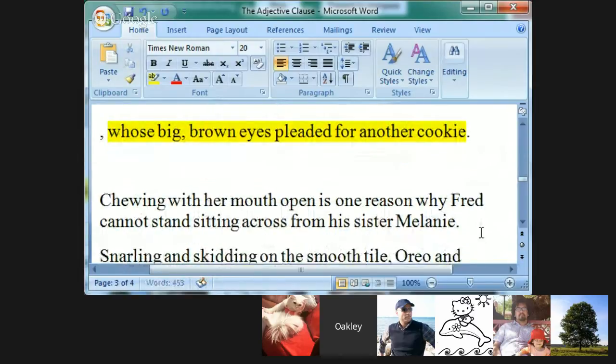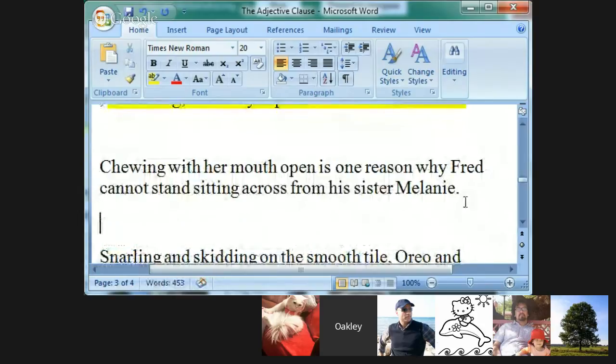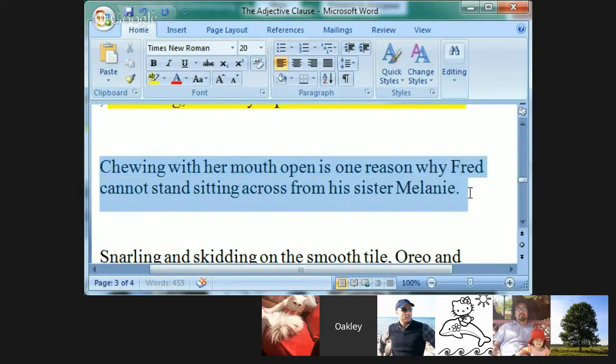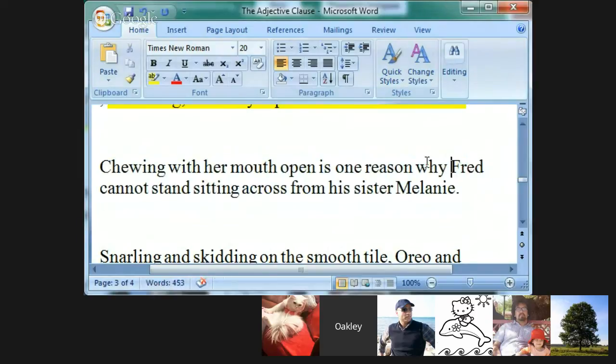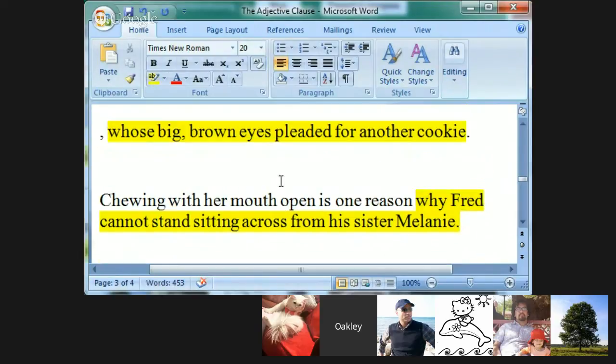Let's look at how this would look in a real sentence. Chewing with her mouth open is one reason why Fred cannot stand sitting across from his sister Melanie. There is our adjective clause, just as we saw it before. Why is referring to what? Heidi? Reason. Yeah. Okay.